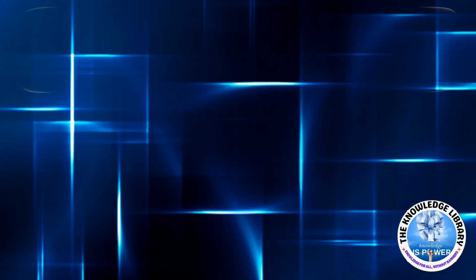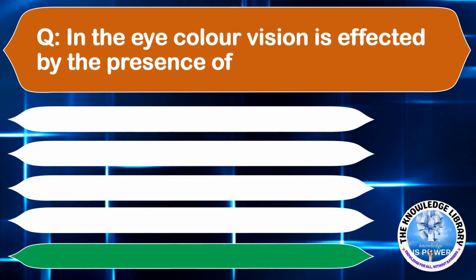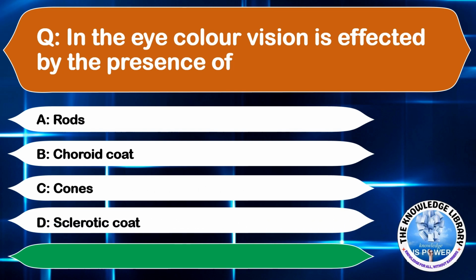The next question is, in the eye, color vision is affected by the presence of A. Rods. B. Choroid coat. C. Cones. Or D. Sclerotic coat. The correct answer is option C, cones.